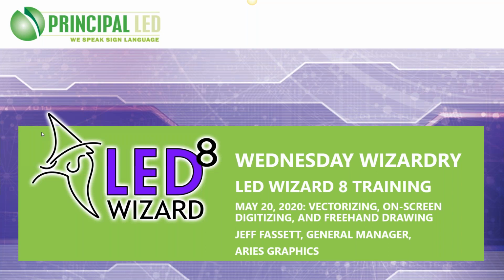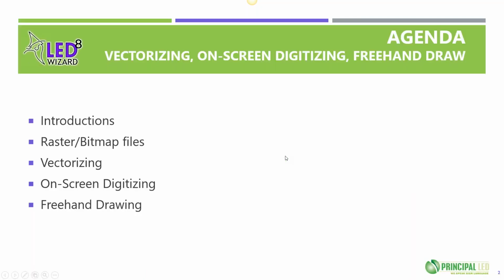We have a good topic for today: vectorizing, on-screen digitizing, and freehand drawing. This is really how to handle bitmap images, raster images that come in to your shops as artwork. And those can be challenging in a variety of ways. So these are 3 tools that we have to be able to create a layout from these kinds of files. So that's the plan for today, and this is the basic agenda.